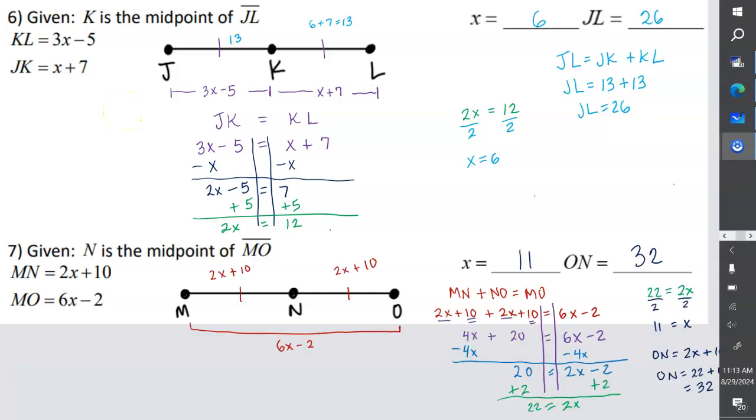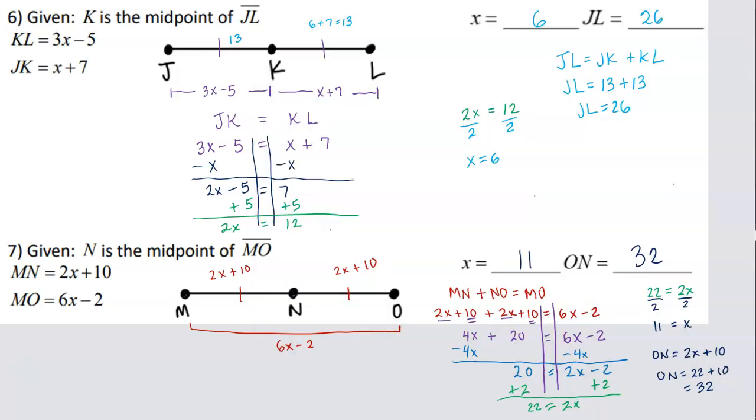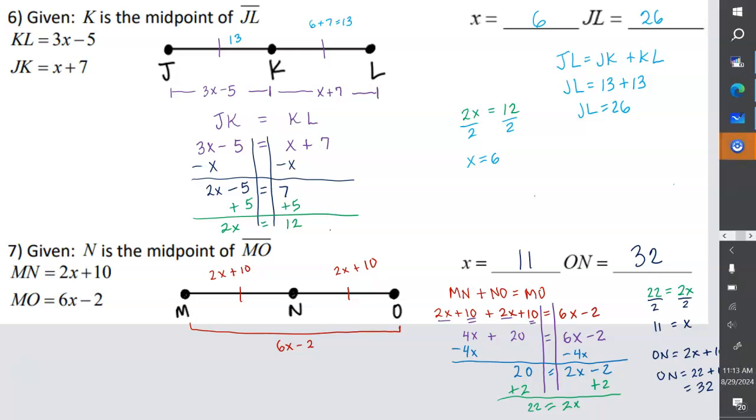This is my work for number 7. I started by noticing that since N is the midpoint, MN and NO are both the same, so they're both 2x minus 10. And I also know from segment addition that MN plus NO is going to equal MO. Filled in my numbers, combined my x's and combined my constants.